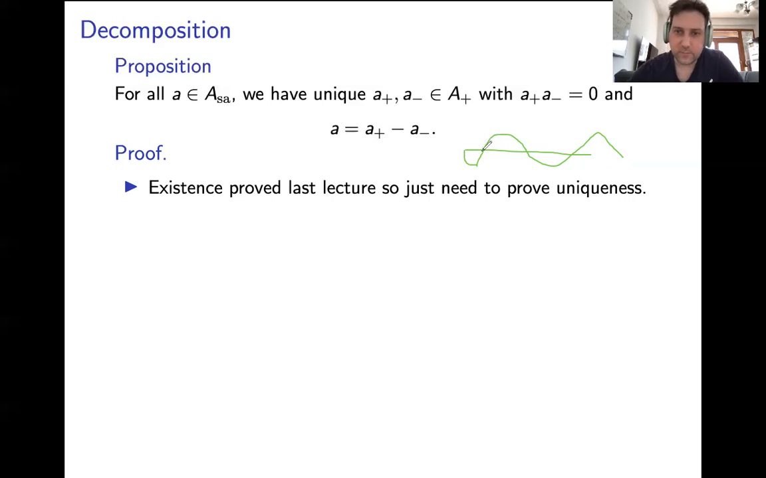And so for the positive part, you just look at this part here. That would be your positive part, and then you'd set it to be zero here, and then again like that. And likewise, for the negative part, you'd just look at the bottom, and then you would take the negative to ensure that this is actually a positive element. So that's roughly the image you should have in your mind. So we know they exist.